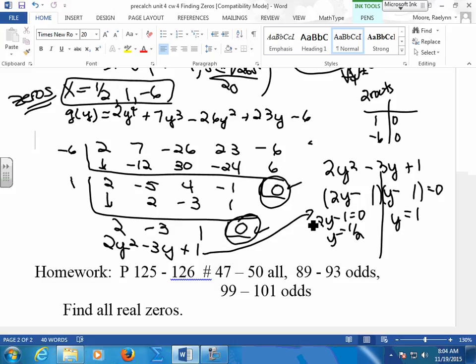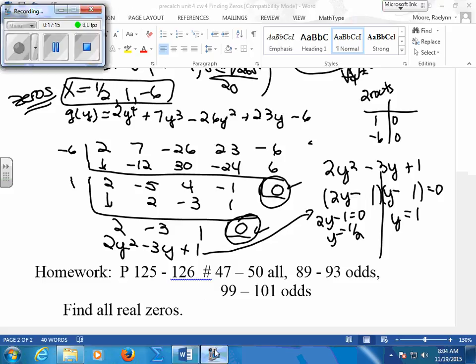Now, if they would have given us one more root, we could have divided this out and then ended up with a y to the 1 and found our last root ourselves. And I know sometimes you're going to see them all in your calculator, but you still have to go synthetic division. You still have to do synthetic division.